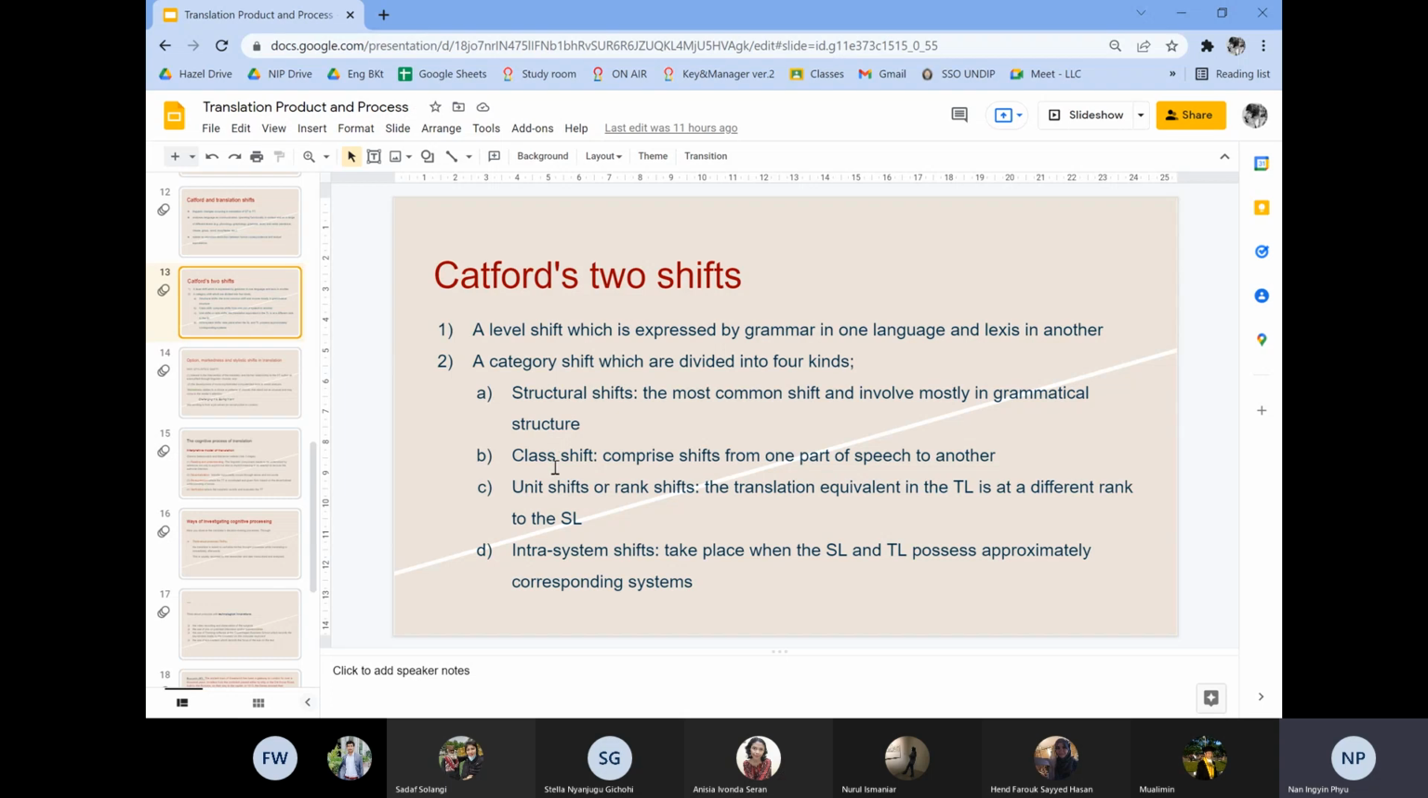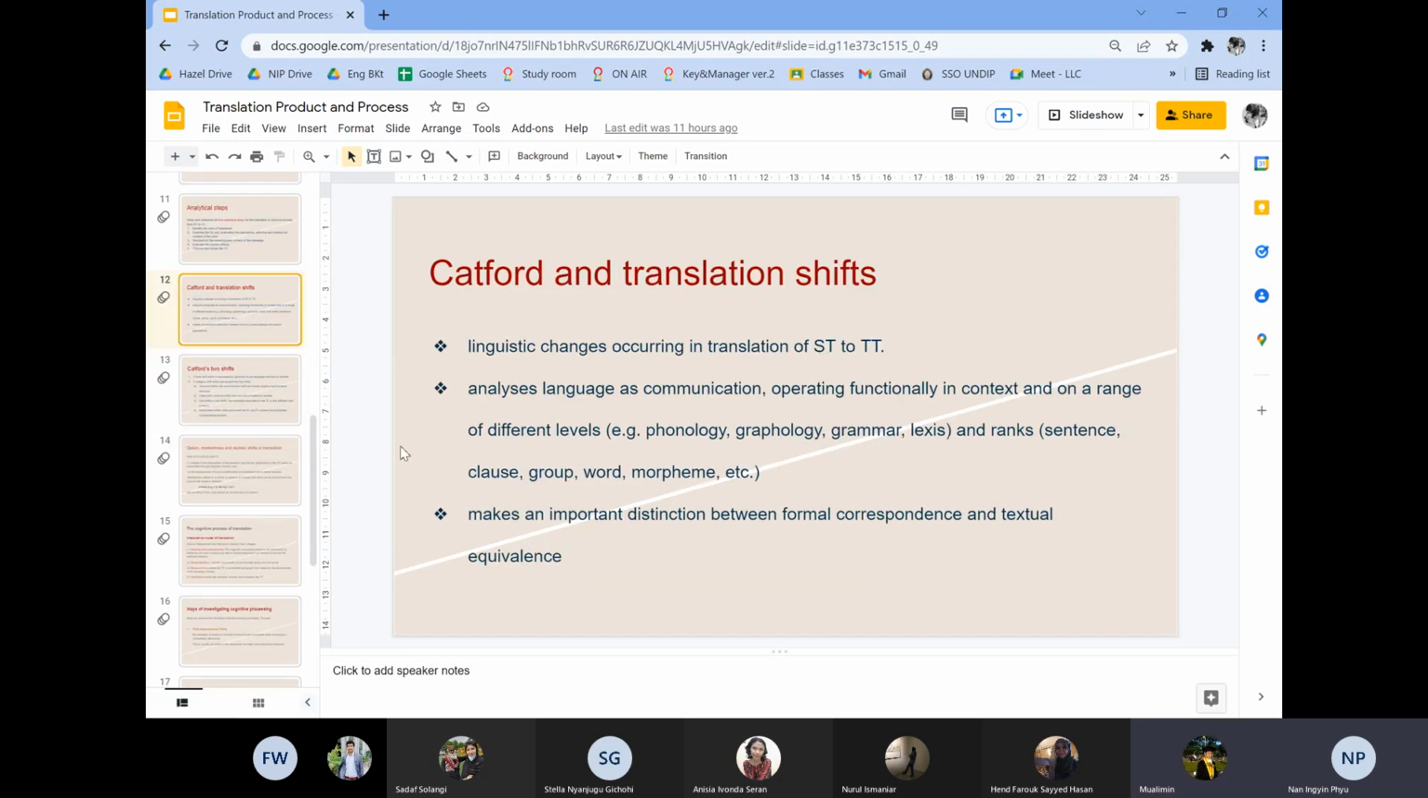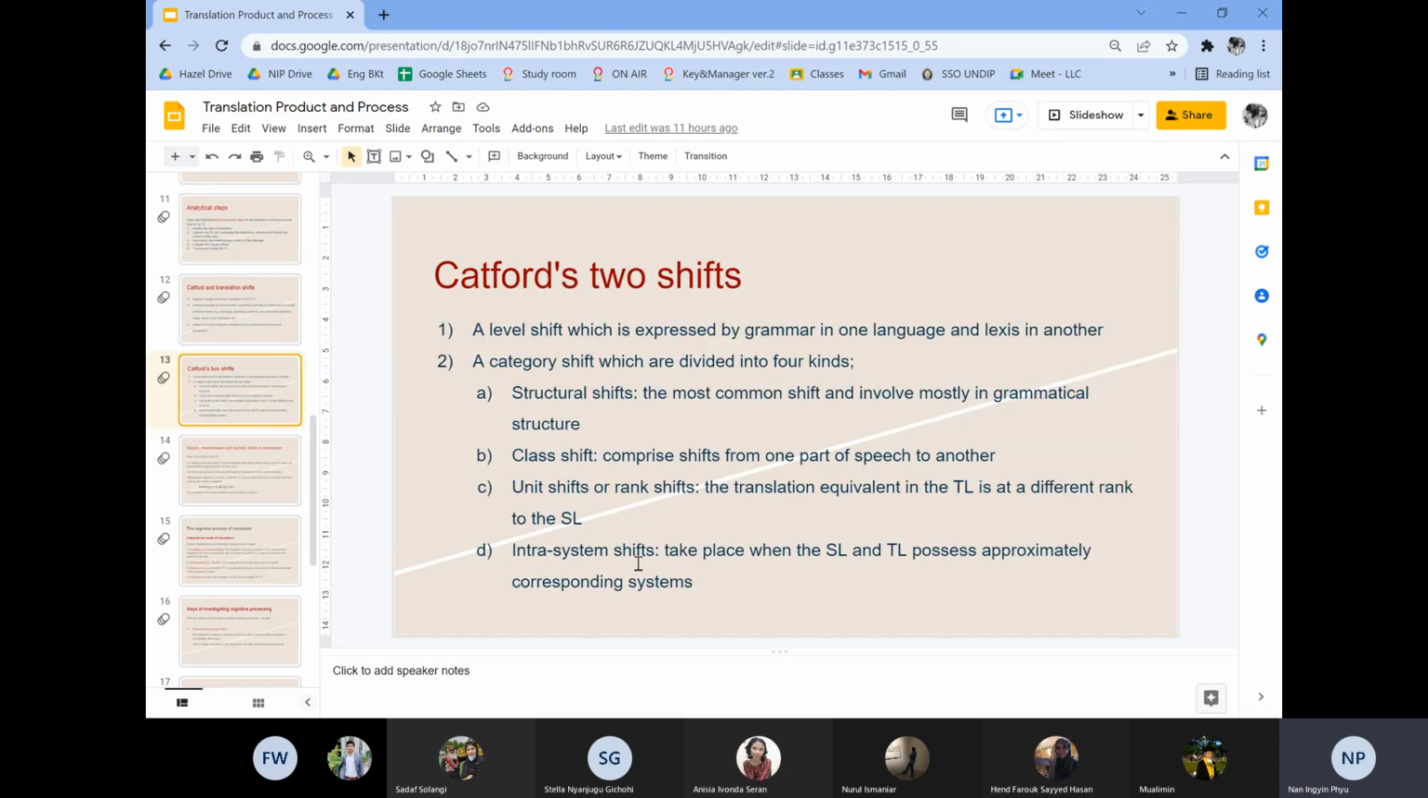And then the second one is the class shift. So what is a class? Class here means part of speech. Unit shift or rank shift. So different rank. What does rank mean? In here we have rank: sentence, clause, group, word, morpheme. Sometimes we also need to change the clause. And then here is the intra-system shift. It means it takes place where the source language and the target language possess approximately corresponding systems. So some of the parts that we can also see are really similar to the previous one. However, this one is also a really popular way.